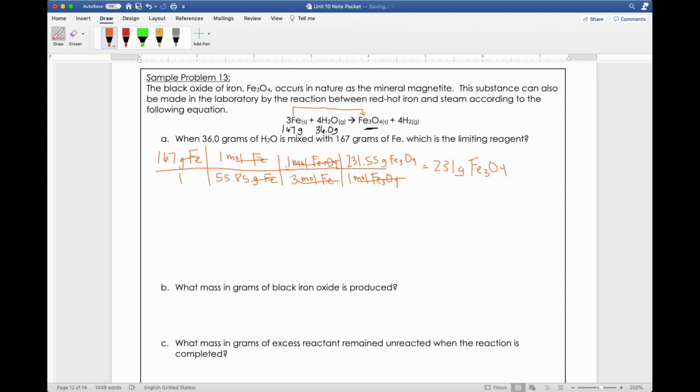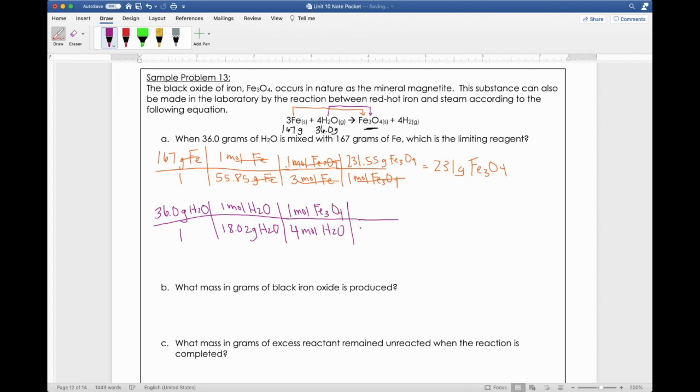That doesn't tell me the answer though. Now we need to figure out, well, from 36 grams of water, how much of that product can I produce? So same exact thing, 36 grams of water. Oh wow, that's quite a line there. All right, molar mass is 18.02. 1 mole of water. Looks like 4 moles of water produces 1 mole of iron oxide.